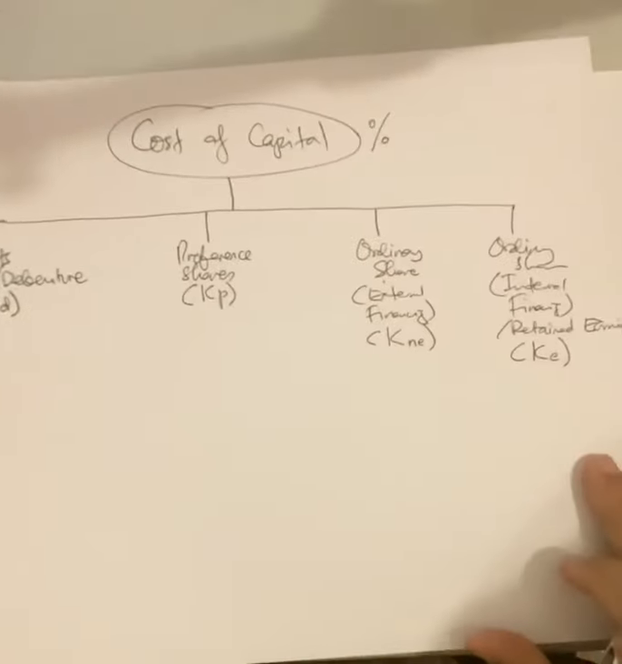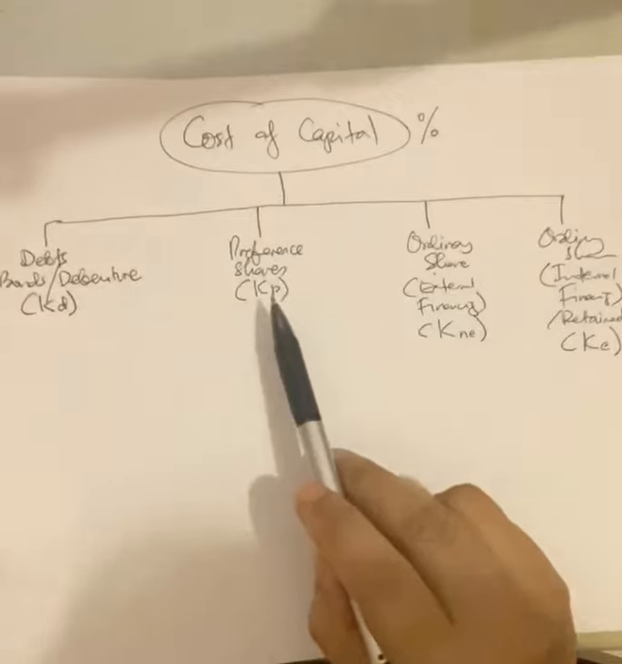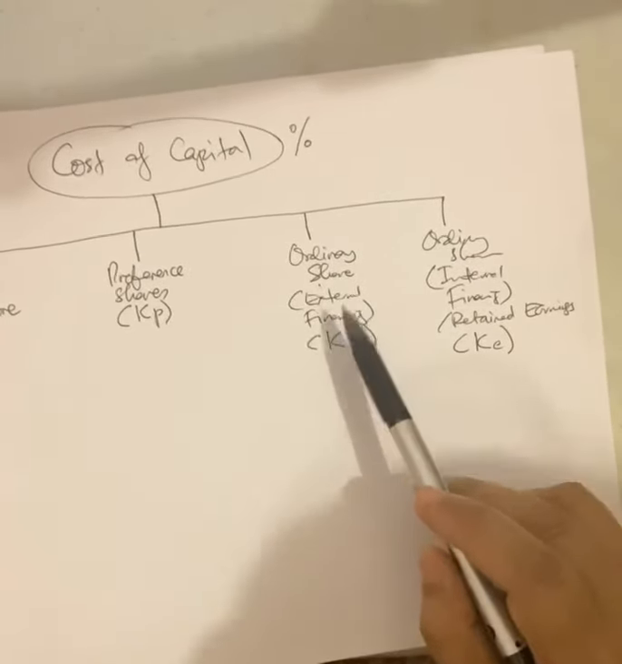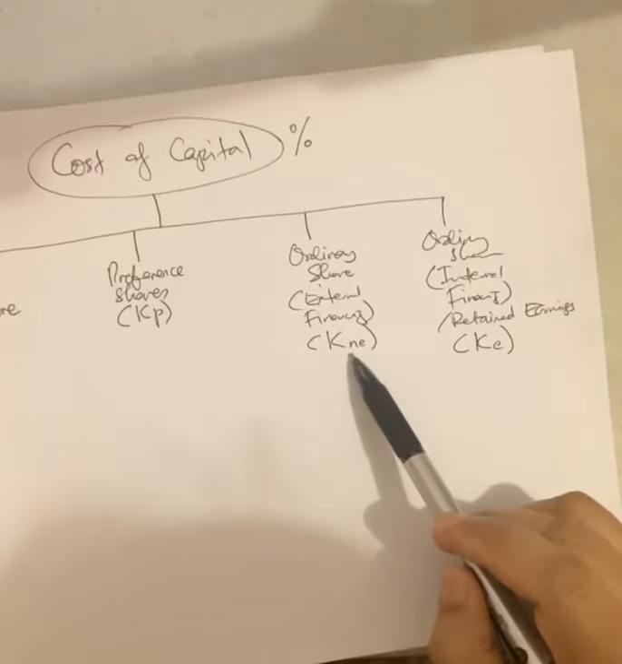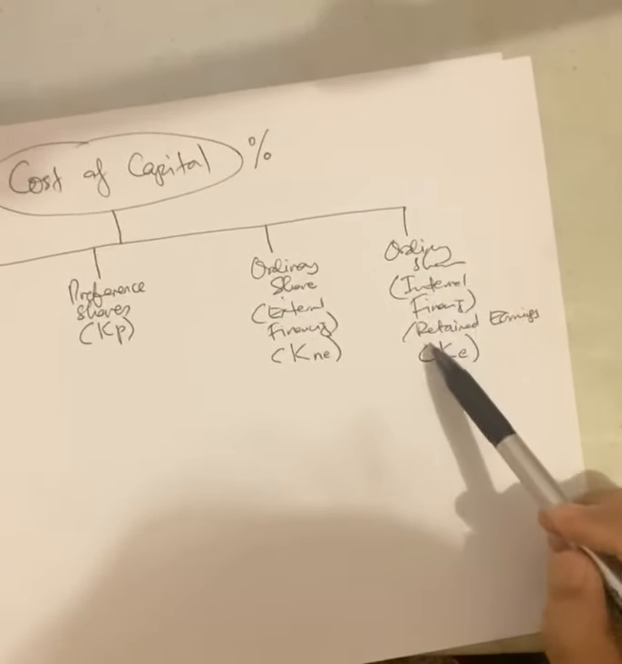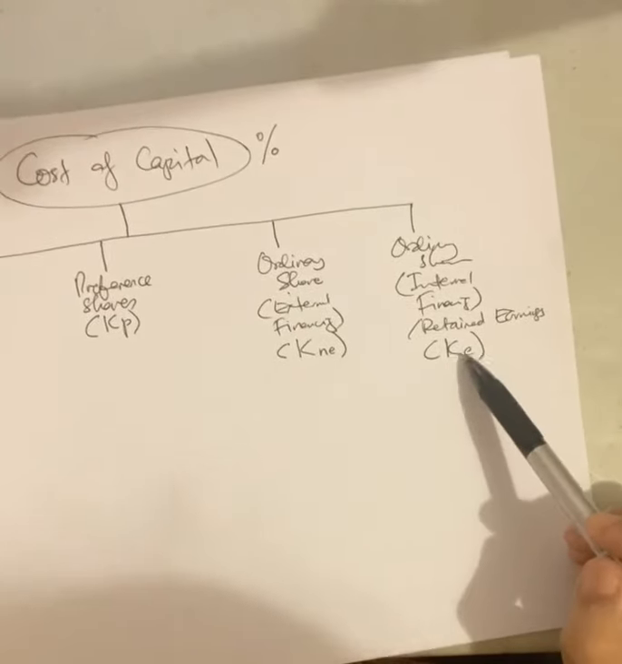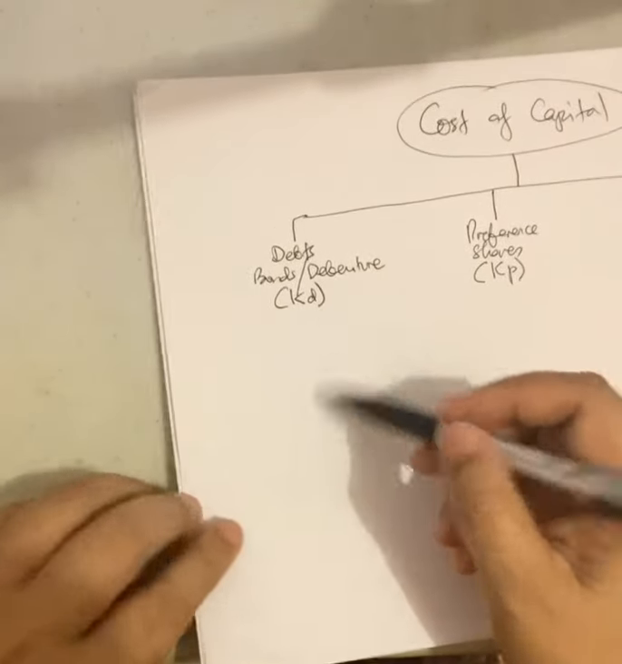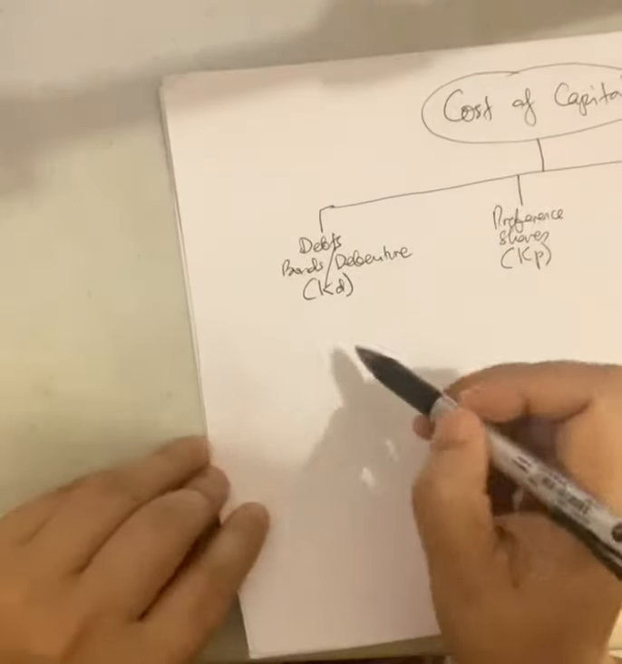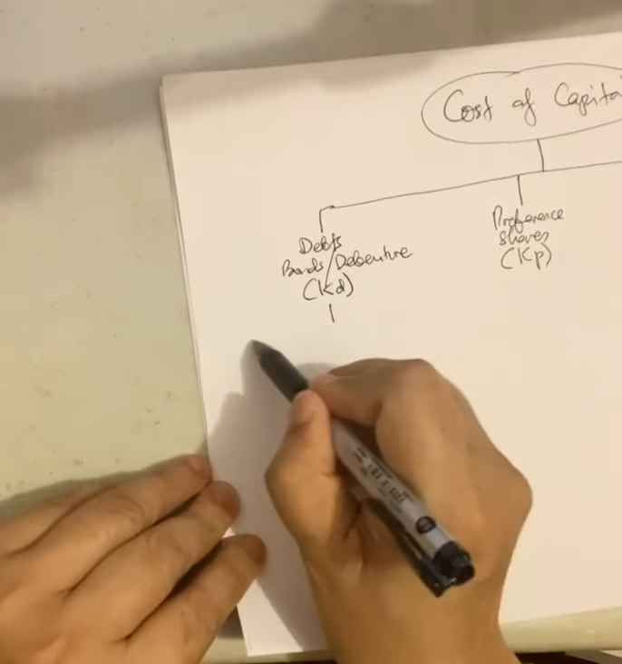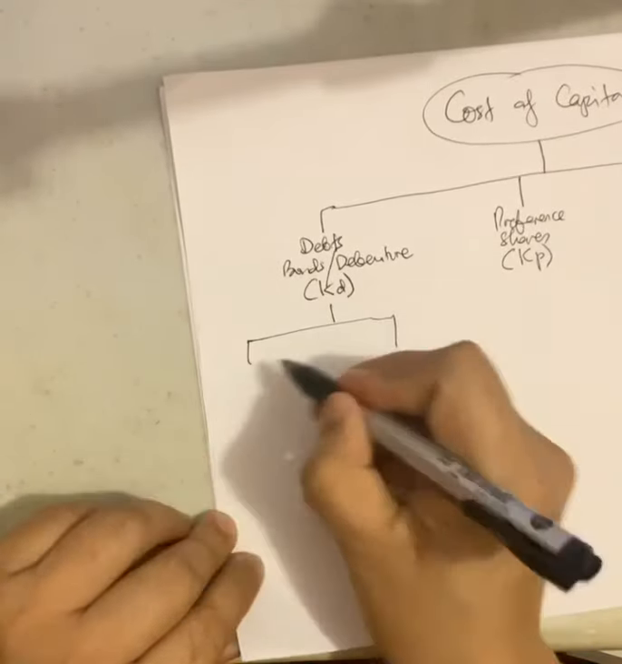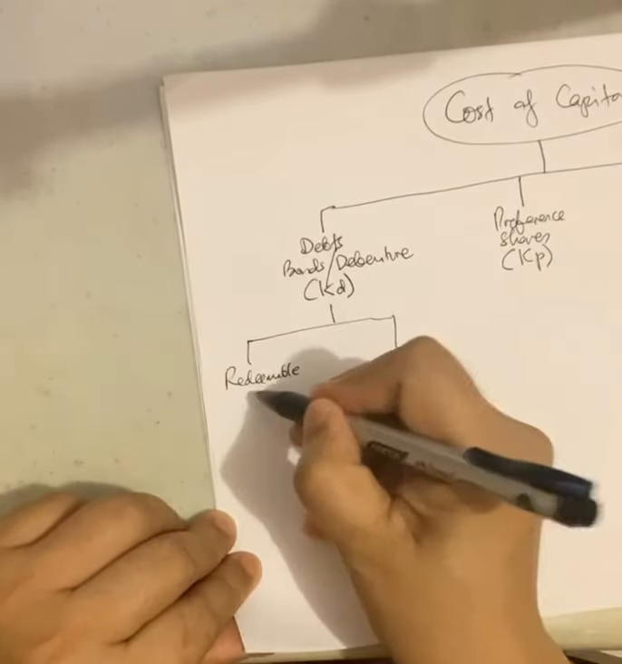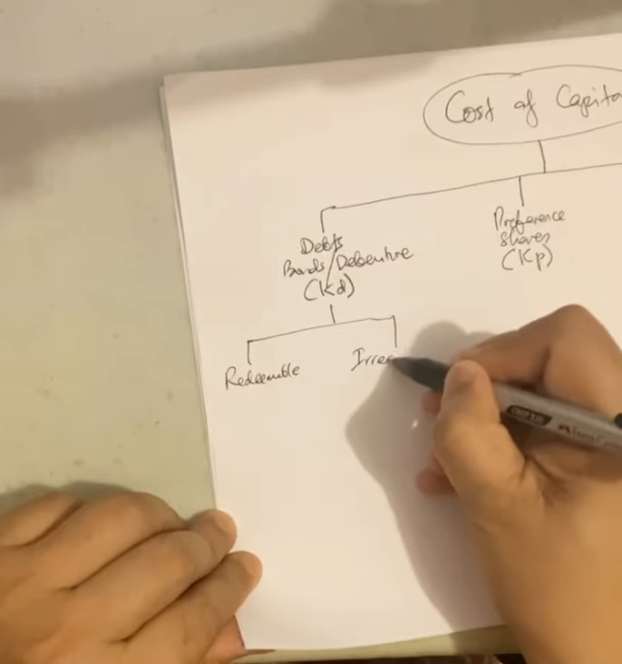So this is the preference shares. This is the ordinary shares for external financing, the symbol is KNE, and then the ordinary shares for internal financing or the retained earning, that is the KE. Alright, let's go back to the debts or the bond or debenture. So this one can be in two forms: one is the redeemable, and then another is irredeemable.